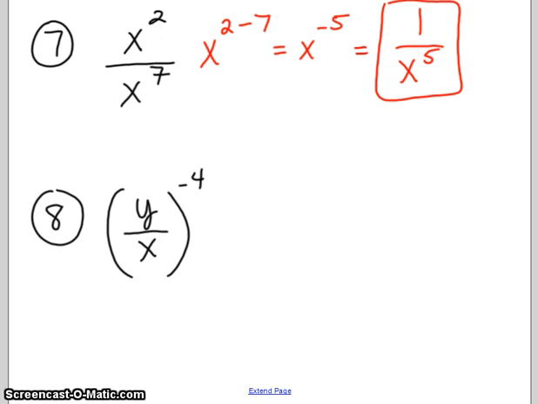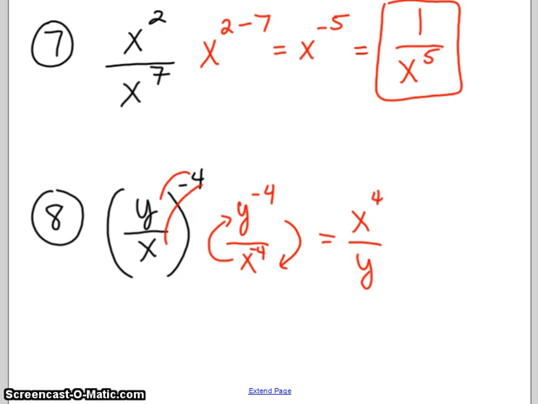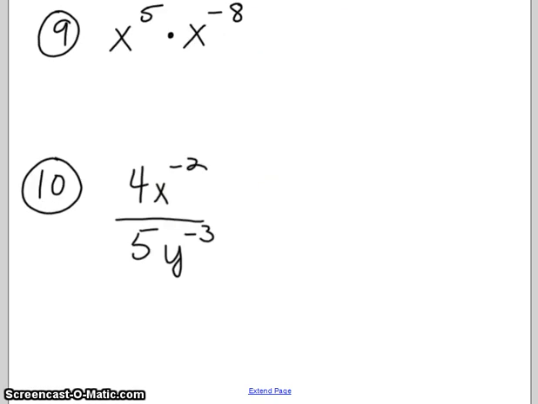Okay. Number 8, the negative 4 goes to both the y and the x. Alright, so we have y to the negative 4, x to the negative 4. Alright, since they're both negative, the y is going to go to the denominator, and the x is going to go to the numerator, and we're going to make those positive exponents. So we have x to the 4th over y to the 4th. And we can't simplify that because they're not like bases. One's x, one's y. Number 9, x to the 5th times x to the negative 8.